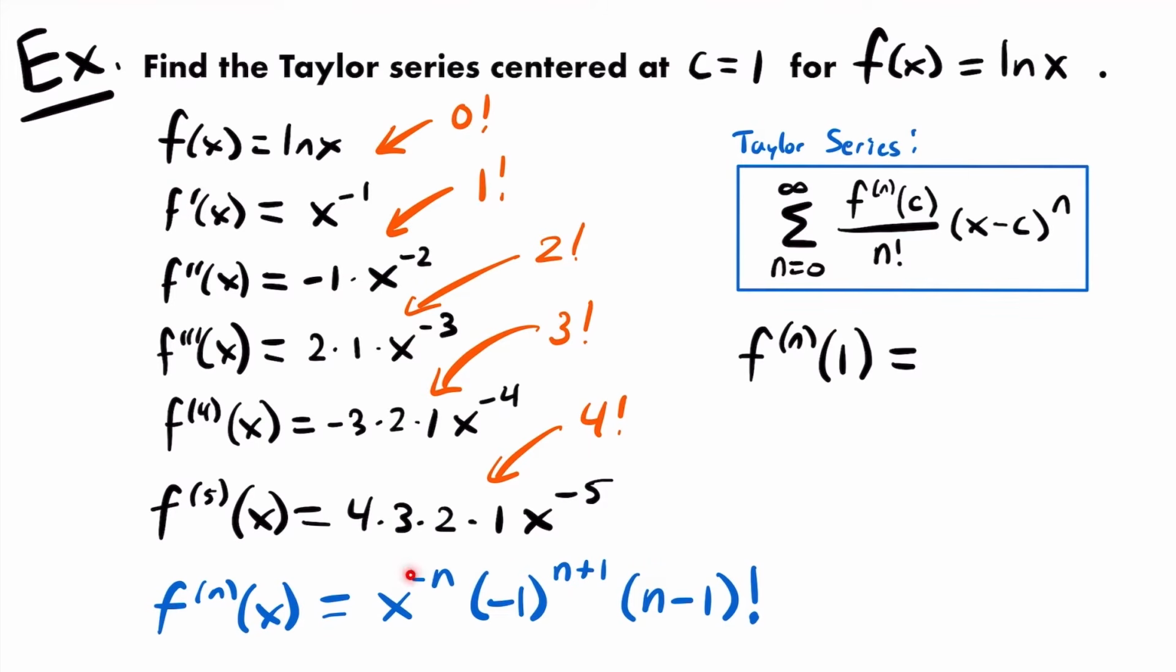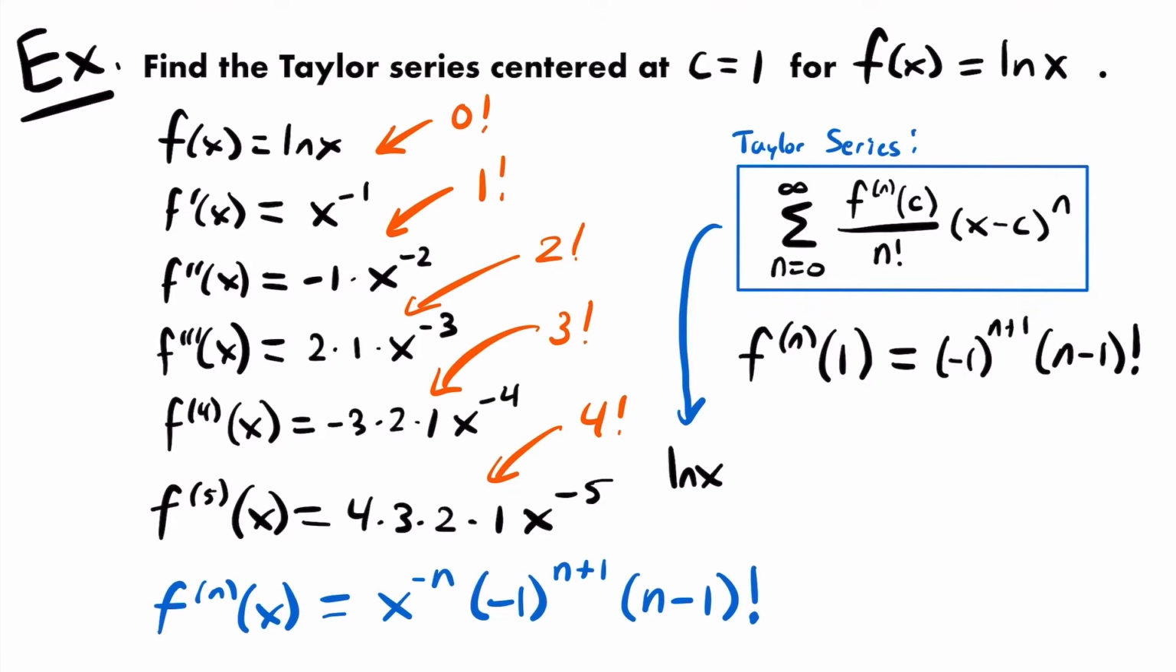And so that will just become 1, and we'll be left with the rest of our nth derivative in terms of n. So our nth derivative, evaluated at 1, will be negative 1 to the power of n plus 1 times n minus 1 factorial. Okay? And so we can represent the natural log of x with a Taylor series by just replacing this part of the general form of a Taylor series with our nth derivative evaluated at 1. And then we also need to remember to replace this c in x minus c with 1 as well. And so our Taylor series will look like this.